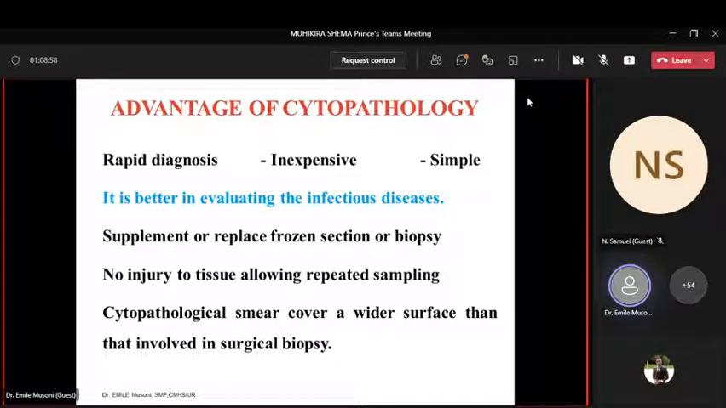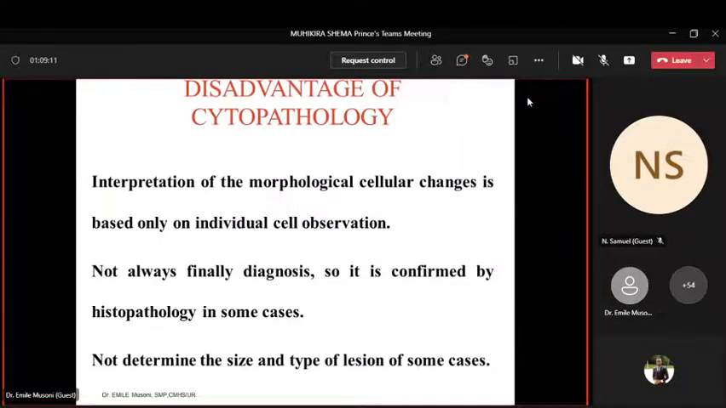Cytopathology smears cover a wider surface than that involved in a surgical biopsy. Surgical biopsy is very, very expensive compared to the cytology. The interpretation is based on the morphology of individual cells.